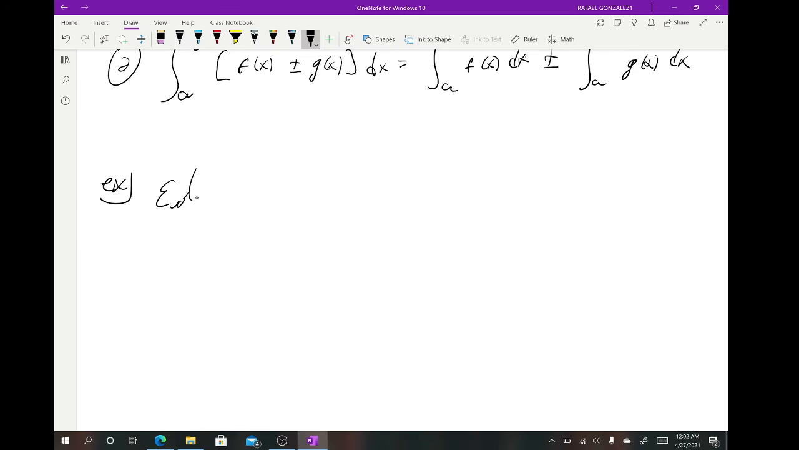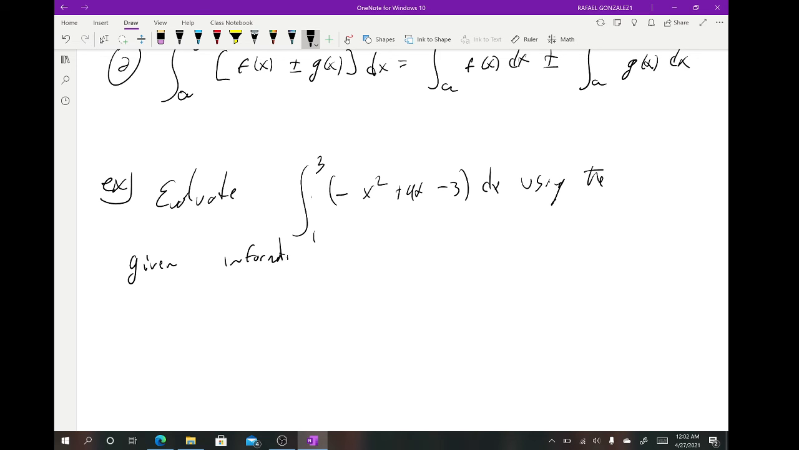So let's say somebody asks you to evaluate the following definite integral, the definite integral from 1 to 3 of minus x squared plus 4x minus 3 dx, using the given information. And the given information is the following.